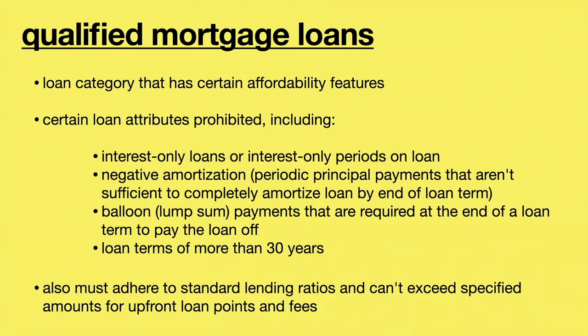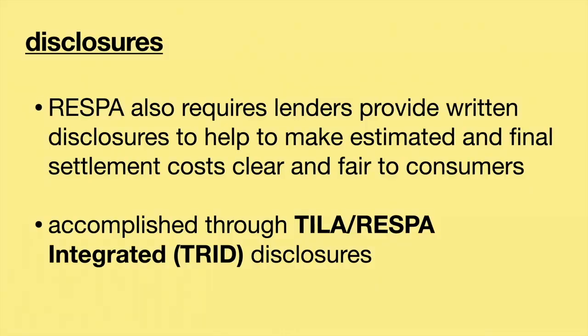Certain loan attributes are prohibited, including interest-only loans or interest-only periods on a loan, negative amortization, periodic principal payments that aren't sufficient to completely amortize the loan by the end of the loan term, balloon lump sum payments that are required at the end of the loan term to pay the loan off, and loan terms of more than 30 years. Qualified mortgages also must adhere to standard lending ratios and can't exceed specified amounts for upfront loan points and fees. In addition to its prohibition on kickbacks and referral fees among service providers, RESPA requires that lenders provide written disclosures to help make estimated and final settlement costs clear and fair to consumers.